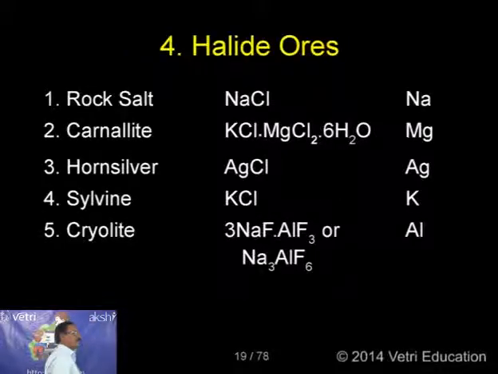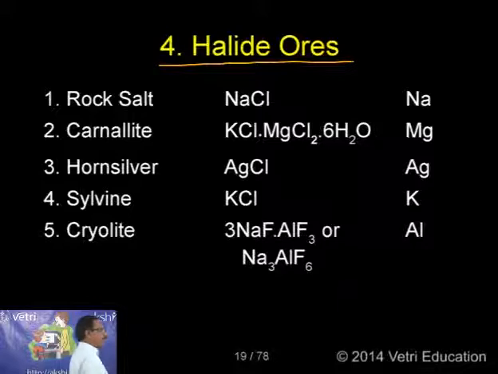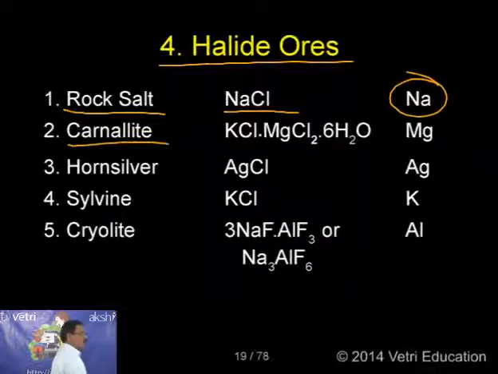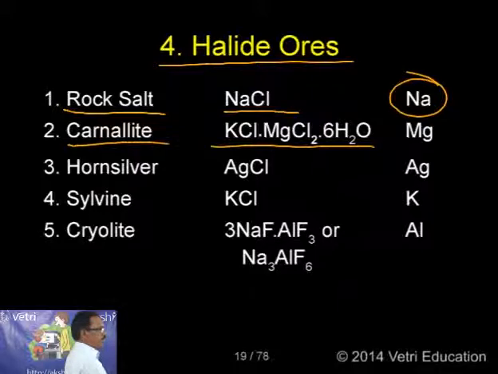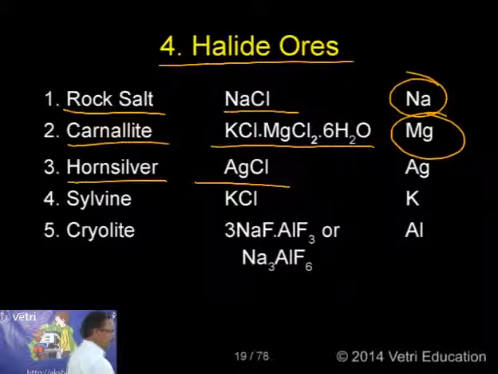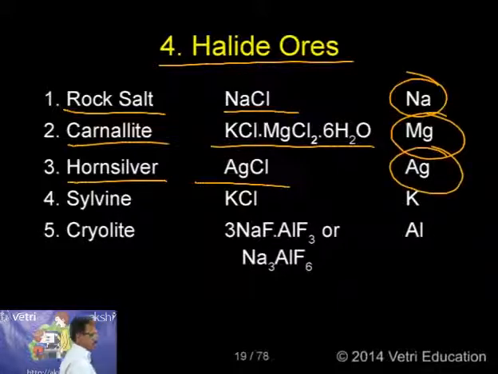Next one, type 4, halide ores. Among the halide ores, the first one, rock salt, the most common, sodium chloride, common salt we call it, mainly sodium we are extracting profitably from this. Carnallite, another important halide ore, is a mixture having potassium chloride and magnesium chloride hexahydrate, molecular formula KCl.MgCl2.6H2O, and mainly magnesium we are extracting from this carnallite halide ore. Horn silver, another important halide ore, molecular formula AgCl, silver chloride, and silver we are extracting from this halide ore.